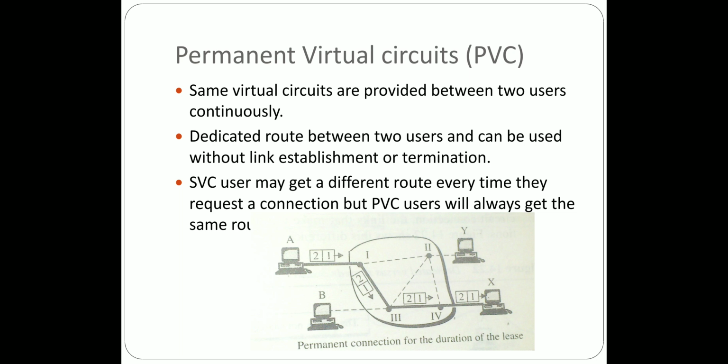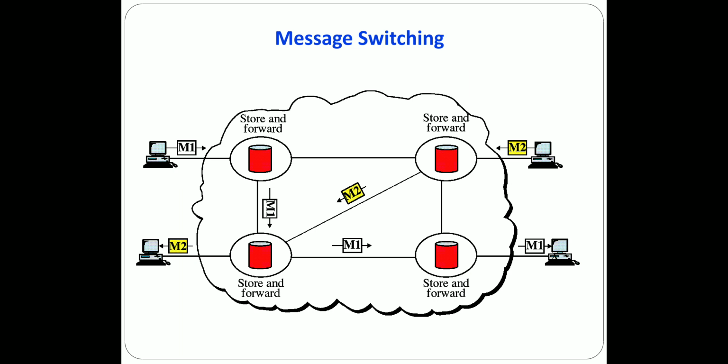So if there are two users who are using switched virtual circuits, they could get different routes every time they try to establish a connection. But if there are users who are using the permanent virtual circuit, they will always get the same route. The last type of switching is called message switching.